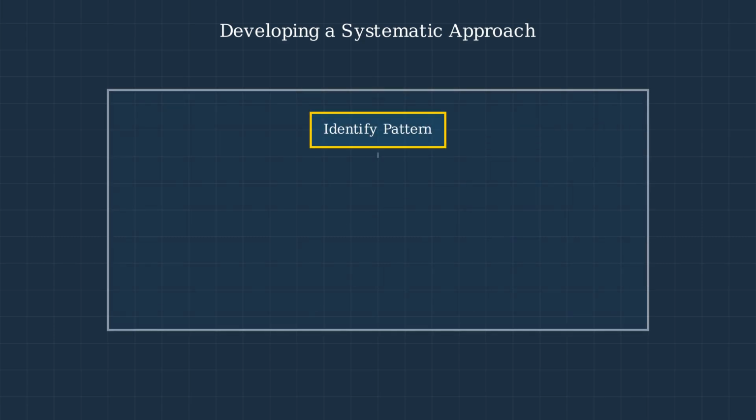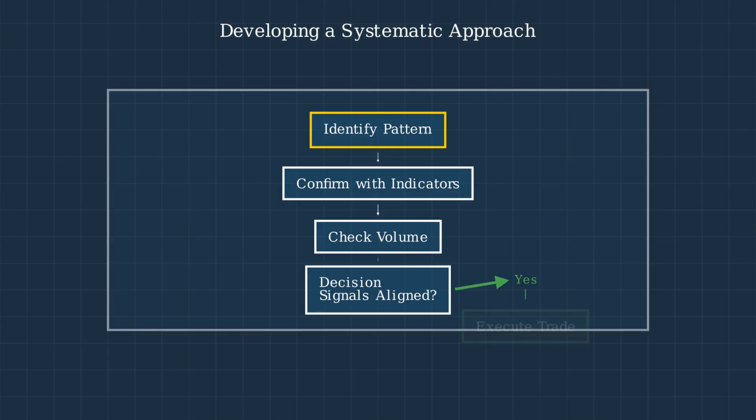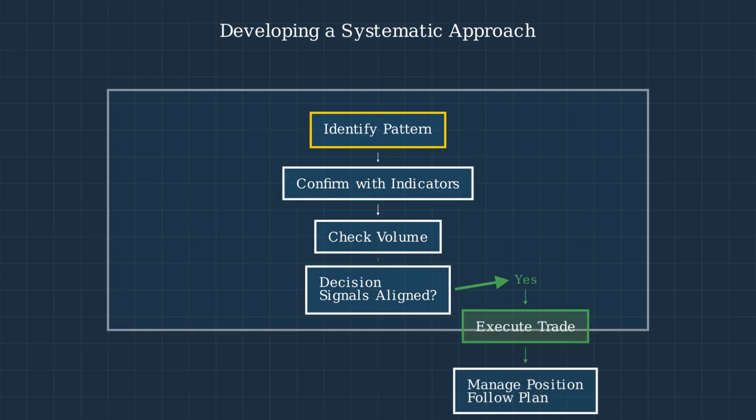Start by identifying potential patterns in your chosen market. Confirm these patterns with technical indicators such as moving averages or oscillators. Check volume to ensure sufficient market participation validates the pattern. At the decision point, determine if all signals are aligned. If signals confirm each other, execute the trade according to your plan. If signals conflict, have the discipline to skip the trade.